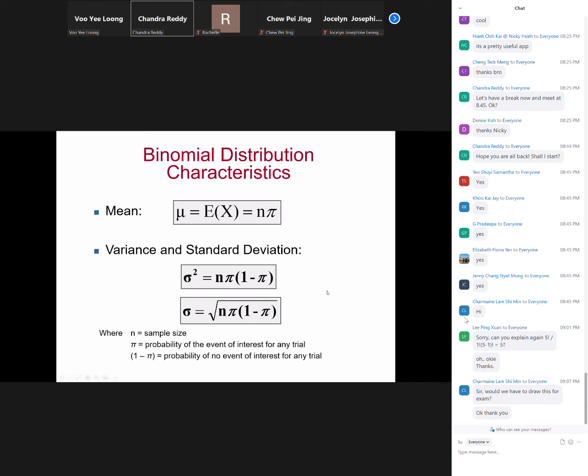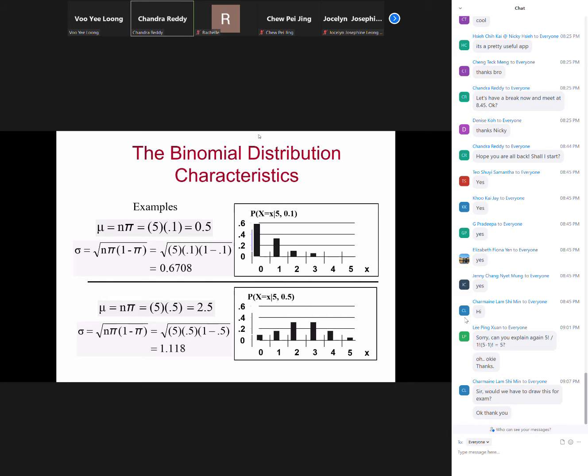All right, I'll move on to the next one. So, the binomial distribution characteristics. For example, you're calculating, for the previous examples, what will be the mean and standard deviation. Given n is equal to 5 and the probability pi is equal to 0.1, what will be the mean or the expected value? So n times pi, that is 5 times 0.1, that is 0.5.